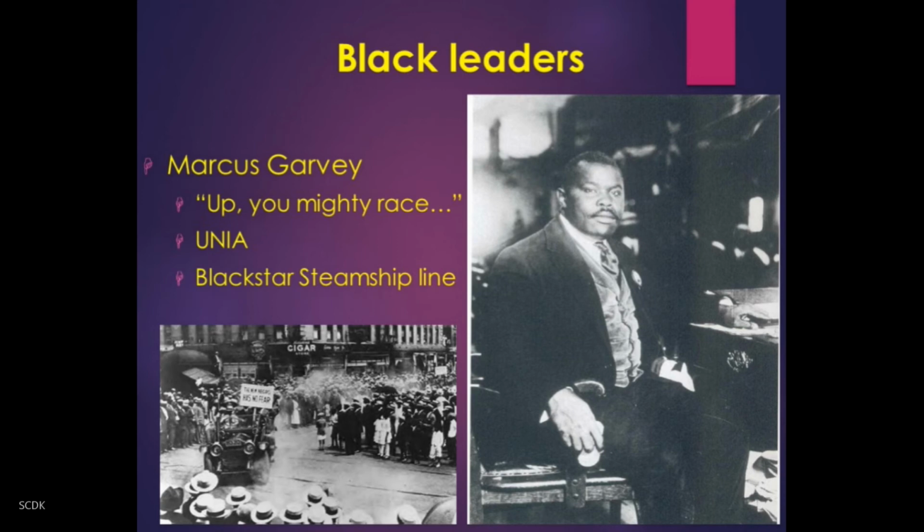Garvey encouraged blacks to be independent and to support black businesses. The UNIA itself helped to found grocery stores, restaurants, laundries, hotels, and other black businesses. It became a large conglomerate with thousands of investors. The crown jewel of this business was the Black Star steamship line, which was to establish a link between the United States, the West Indies, and Africa. Some 40,000 blacks invested nearly $1 million in the enterprise.